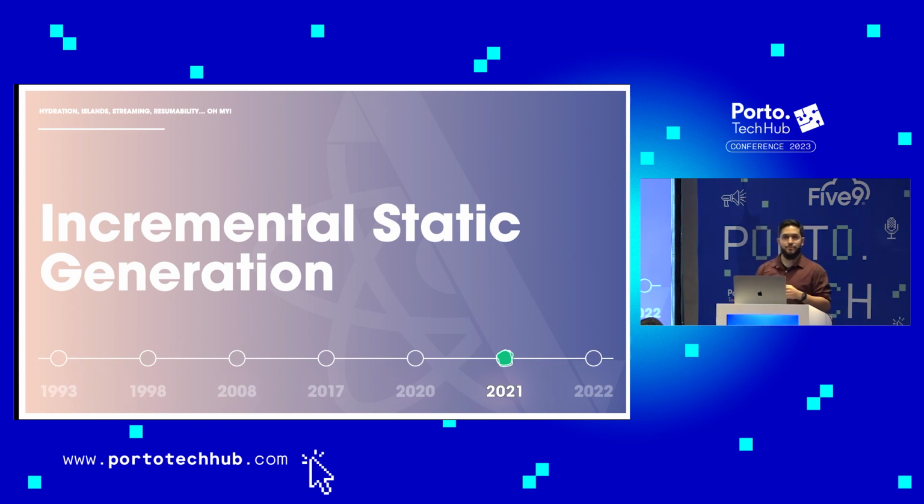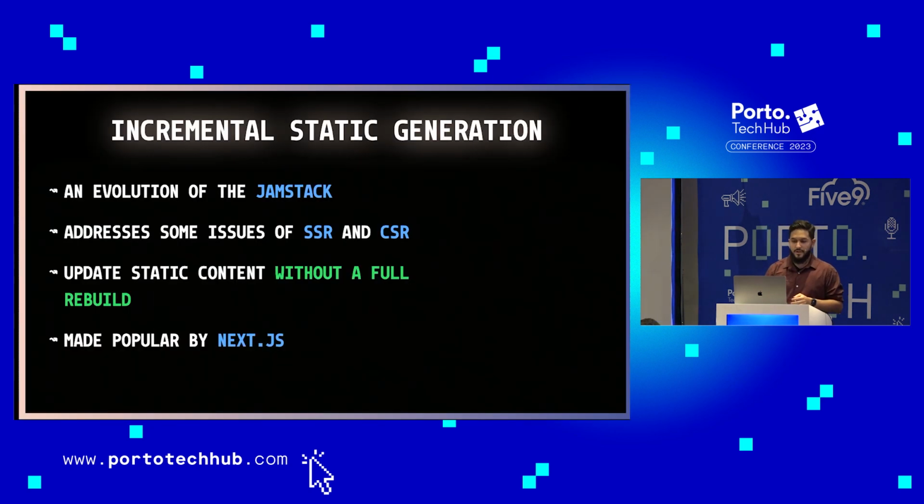At the same time, we were also trying to find performance-wise solutions to the hydration problem. And what's called ISR is one example. Incremental static generation or regeneration is basically an evolution of the Jamstack, for those who are familiar with it, that tries to address some of the problems we've had with client and server rendering. This basically allows you to create static content without a full rebuild. We're going to see how this looks. And it was made very popular by Next.